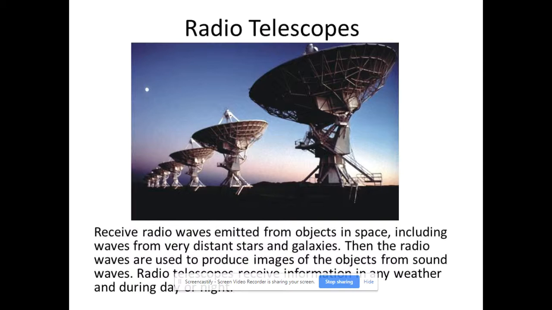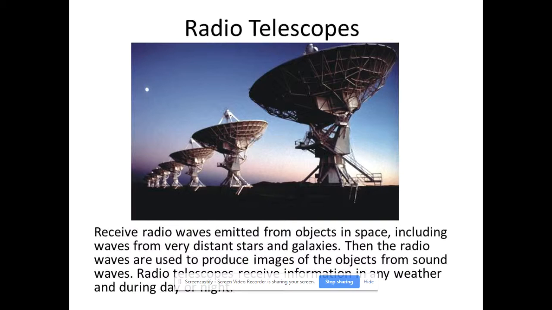Those radio waves are used to produce images. So it's kind of like our cell phones where we send off the radio waves and then those radio waves can be reinterpreted into images. We can take the radio waves that are being transmitted by distant stars and galaxies and create an image of what that distant galaxy or star might look like.